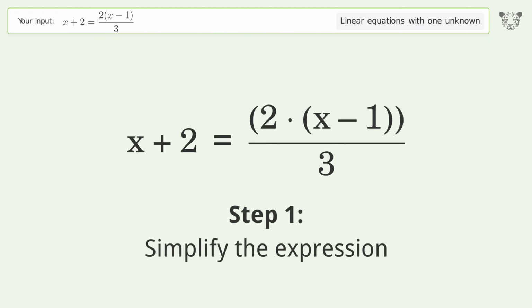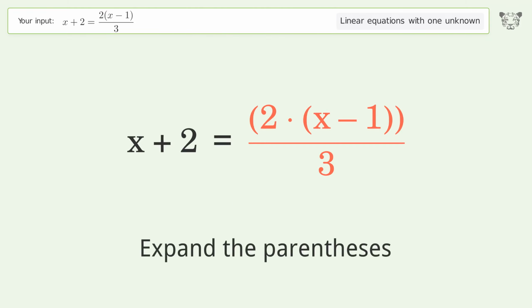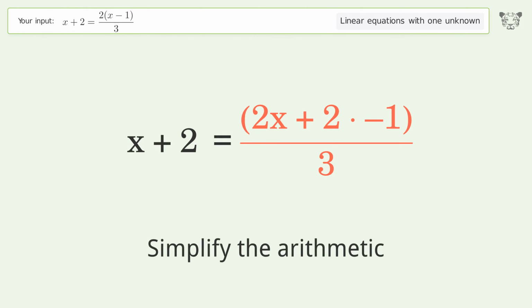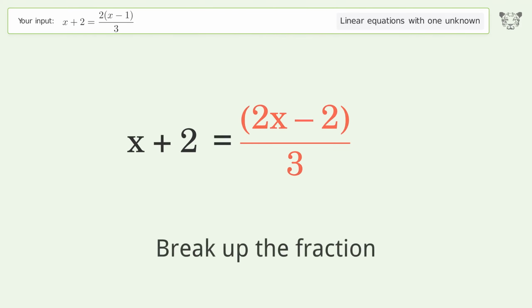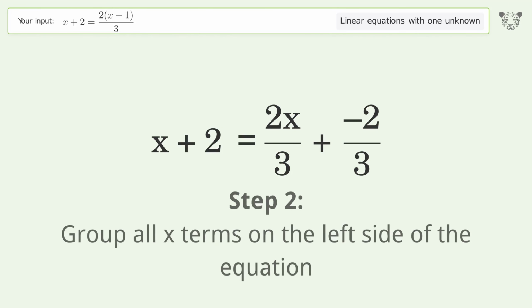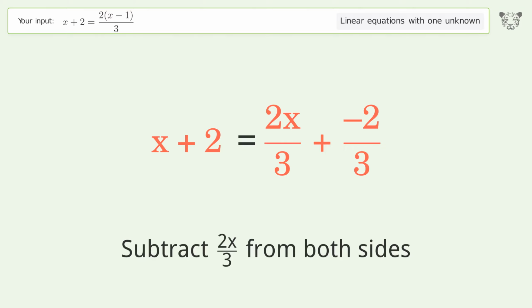Simplify the expression. Expand the parentheses. Simplify the arithmetic. Break up the fraction. Group all x terms on the left side of the equation. Subtract 2x/3 from both sides.